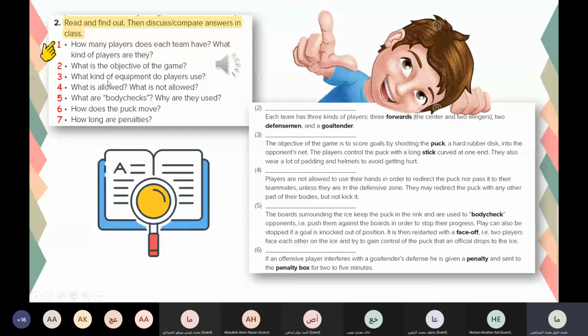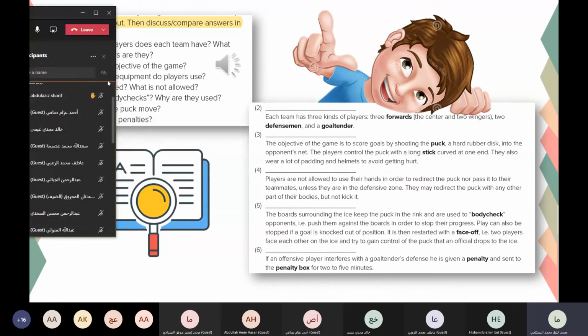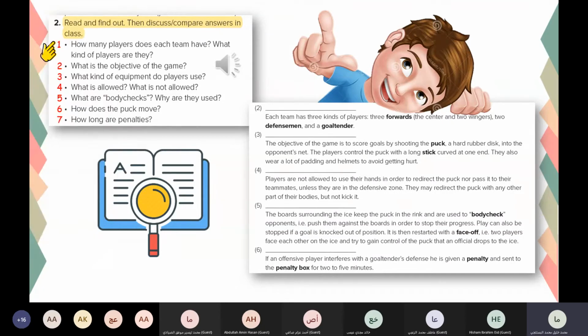What kind of equipment do players use? Good. What kind of equipment do players use? Good. Now, what about the fourth question? Abdurrahman Mahrouk, are you here? Yes, teacher. Read the fourth question, please. What is allowed? What is not allowed? Good. What is allowed in this sport and what is not allowed?